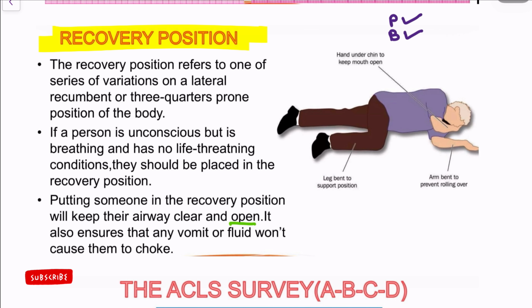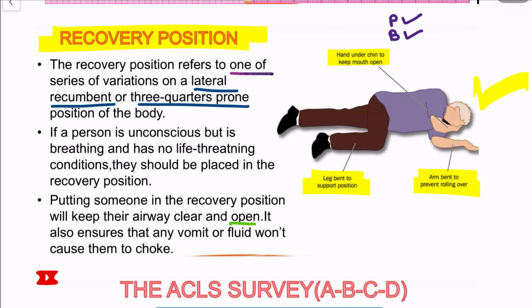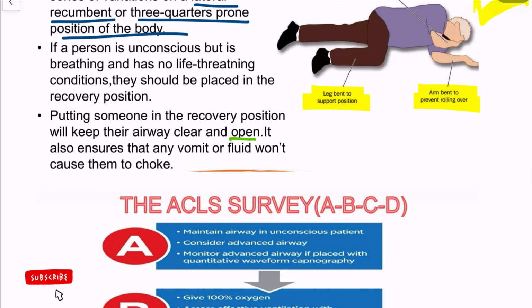This is how a recovery position is: hand under chin to keep the mouth open, arm bent to prevent the rollover, and leg bent to support the position. This is how a recovery position is. Recovery position refers to one of a series of variations of lateral recumbent and 3/4 prone position of the body. If a person is unconscious but the breathing is present and no life threatening condition is present, they should be placed in a recovery position.